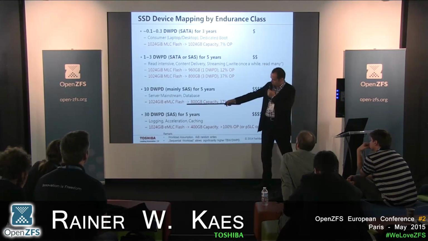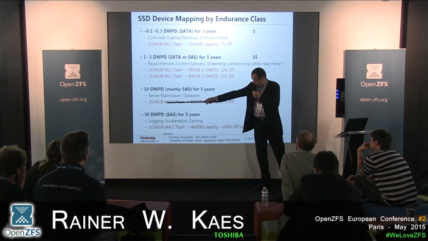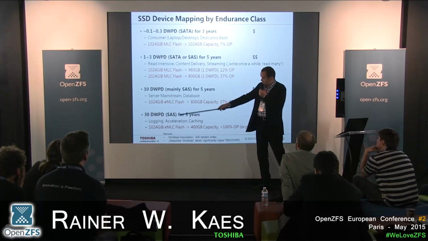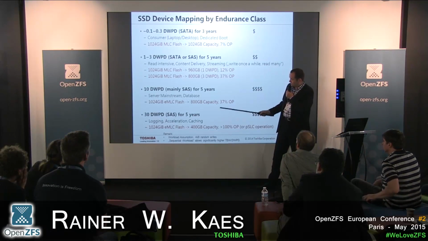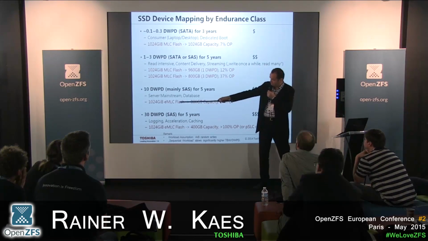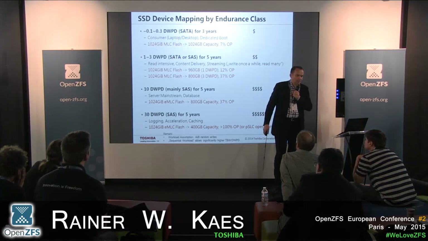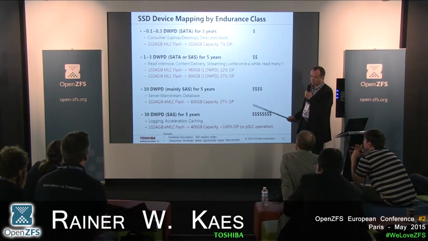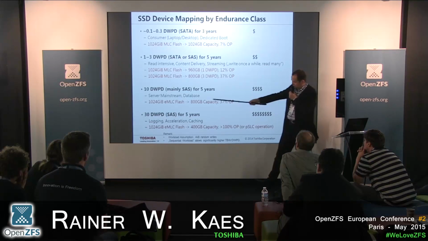So here on a 1 terabyte, we are using this selected enterprise MLC with 800 gigabyte of capacity. Same over-provisioning here, just higher quality flash. You can overwrite 10 times a day, but at a cost because of this enterprise stuff.